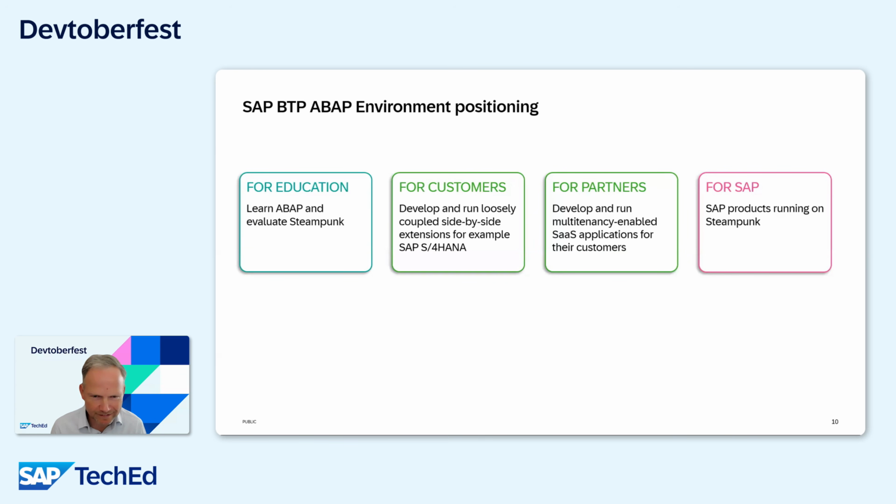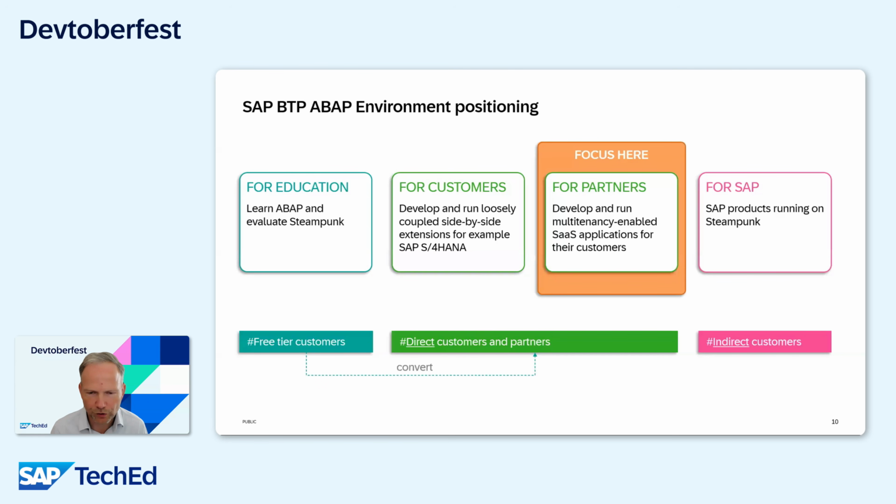But of course, for customers, we want to enable them to build side-by-side applications for their core businesses. And for partners, and this is the focus of this session, partners want to develop and run multi-tenancy enabled SaaS solutions for their customers. Here we have different requirements compared to customers, and we will see this also later in a demo. And last but not least, steampunk is also used for SAP products. In the meanwhile, there are 5 different SAP products on SAP's price list, of course, running on steampunk.